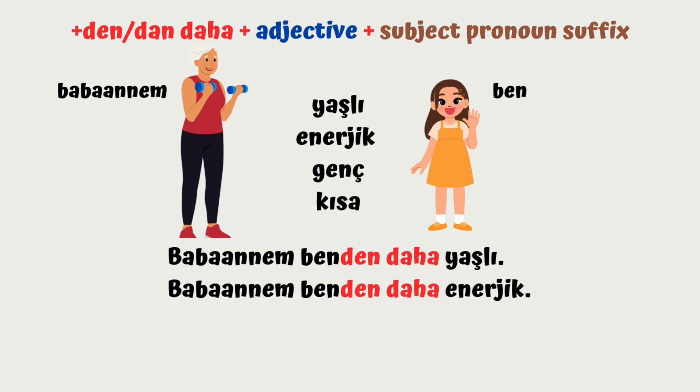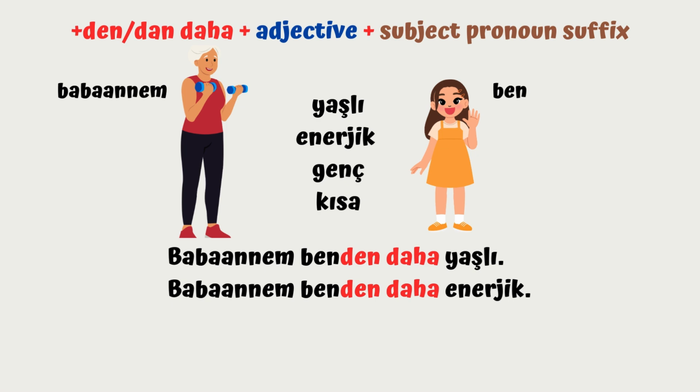Babaannem benden daha yaşlı. So my grandma is older than me. Okay? Or babaannem benden daha enerjik. So my grandma is more energetic than me. As you see, she's exercising. However, don't forget to put subject pronoun suffix at the end. So, babaannem benden daha yaşlı, babaannem benden daha enerjik.